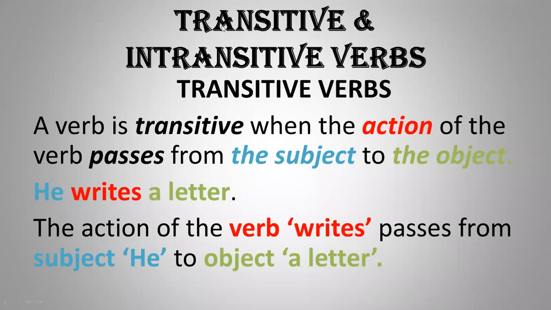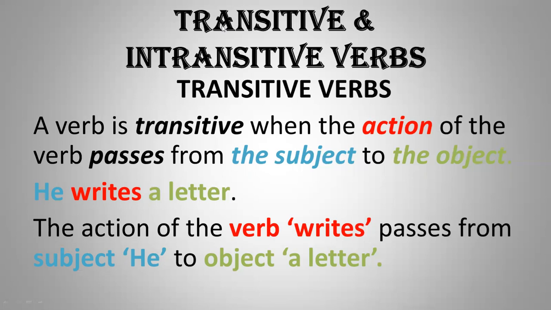Dear learners, today we are going to talk about two very important types of verbs, that is transitive and intransitive verbs. Coming to transitive verb, a verb is transitive when the action of the verb passes from the subject to the object. For example, he writes a letter. In this example, the verb writes passes from the subject he to the object a letter. So this is how it works.